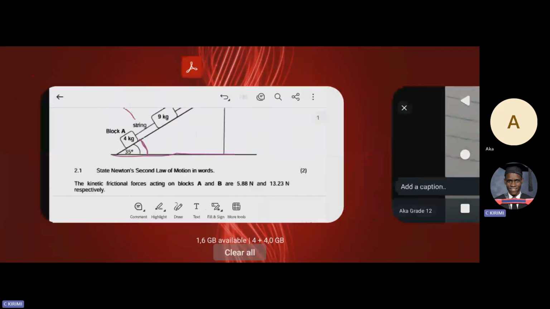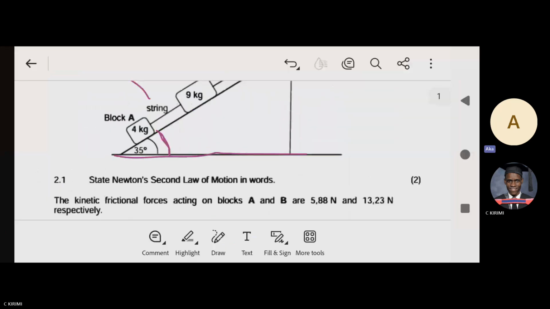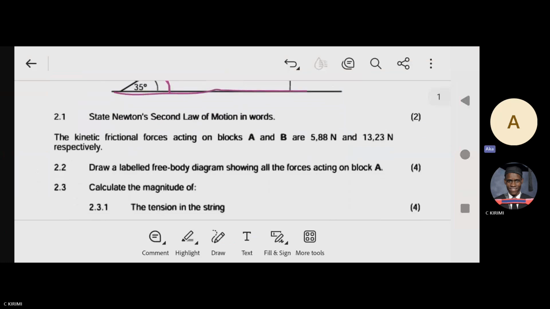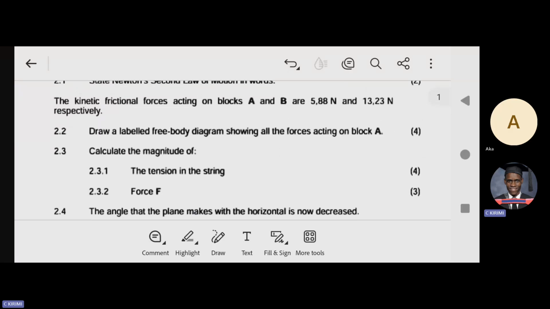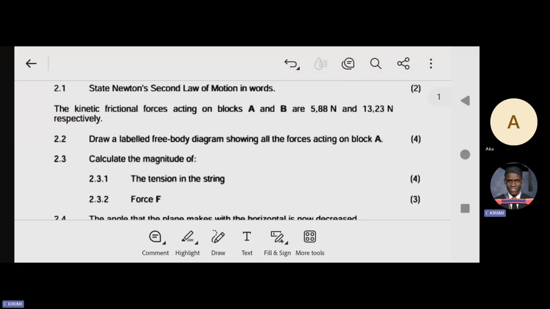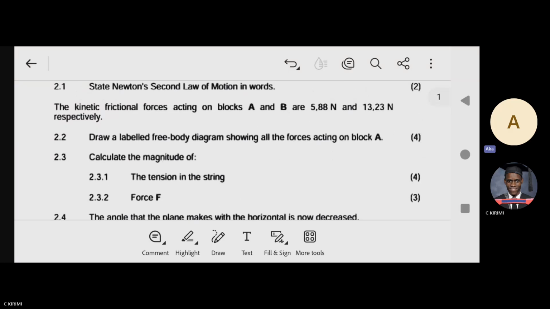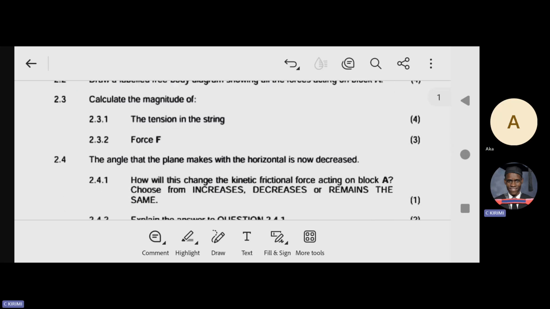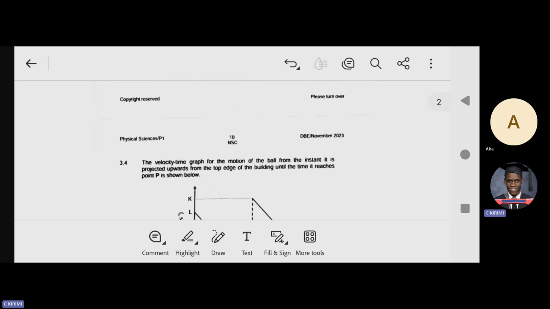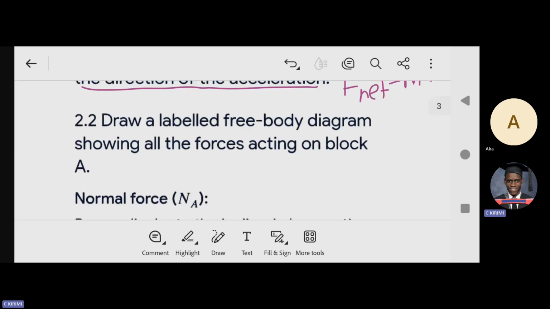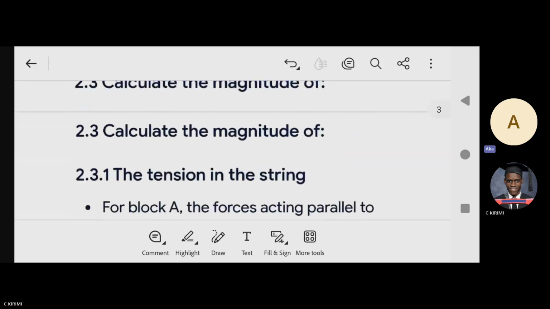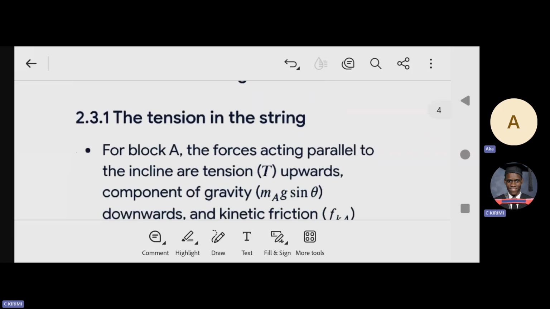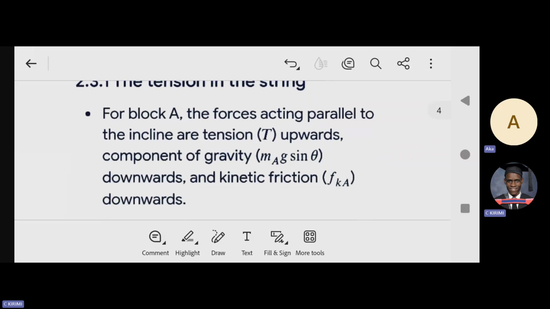Let's go to the next. Calculate the magnitude of the tension in the string and then force F. So we calculate the magnitude of the tension in the string and the force F. So, calculating the magnitude of the tension in the string.